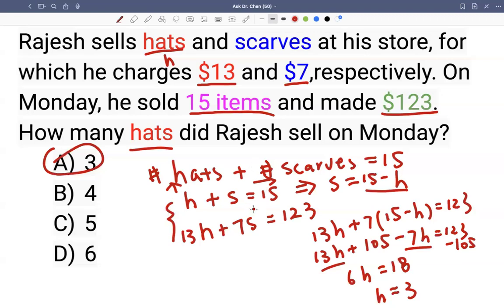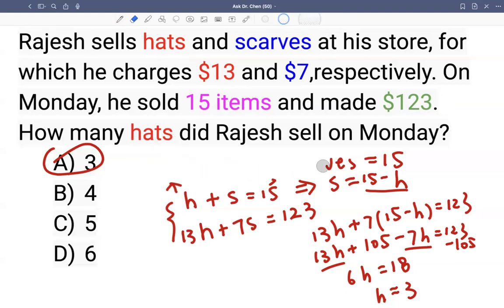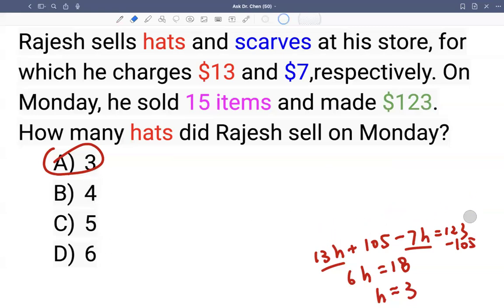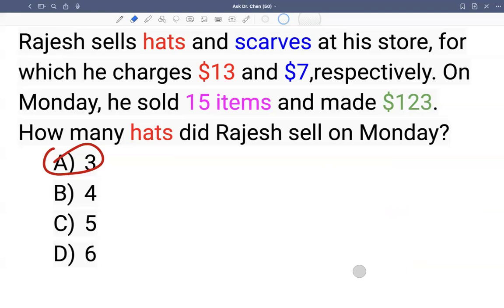Usually we would do this in classrooms, but now we're taking the SAT. We need to consider our time, how much time we want to spend on this question. So what do we do? We're not going to do this tedious work. This is only for classrooms or when we're learning systems of equations. What we can do is just try the answers 3, 4, 5, 6. I will show you how to try this, because it's a multiple choice question and we're given four choices.